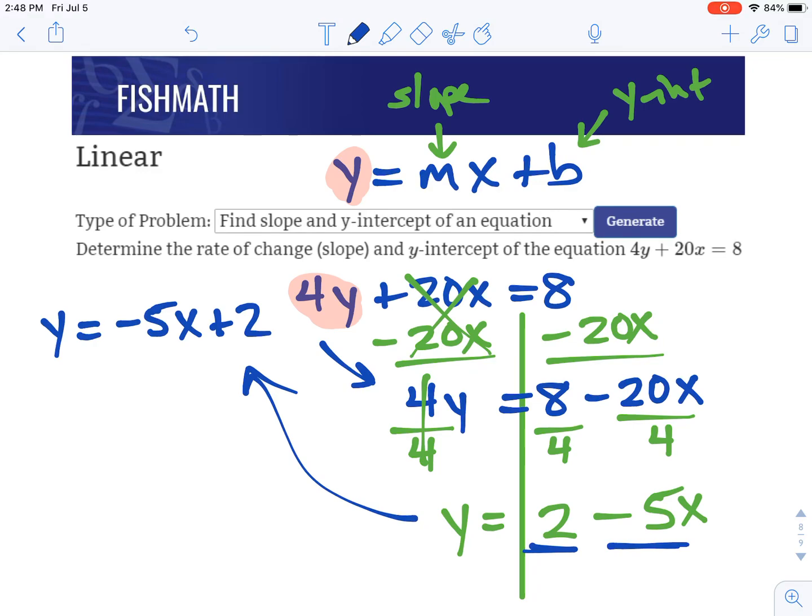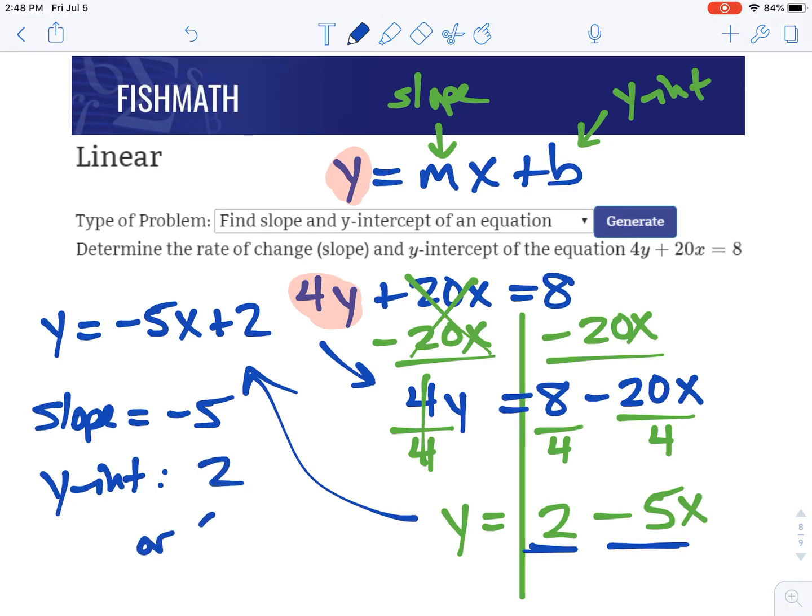Now, our slope is just the number in front of x, the coefficient of x, which is negative 5. And the y-intercept, you can just call it 2, or you can call it the coordinate point (0, 2). Either way, you've got it covered.